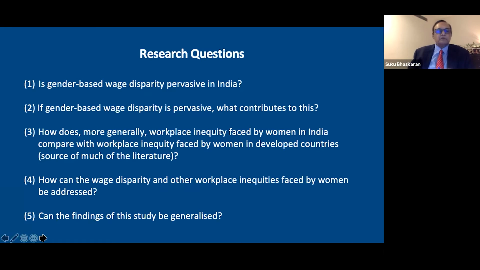The fourth question we want to address is, how can the wage disparity and other workplace inequities faced by women be addressed? What should we do to correct this inequity? And finally, most important from a theoretical perspective, can the findings of this study be generalized to develop theory and support practice and public policy and other things? Can it be generalized? Because we are looking at one sector, can this be extended to cover the whole country and other sectors? So generalization becomes very important.